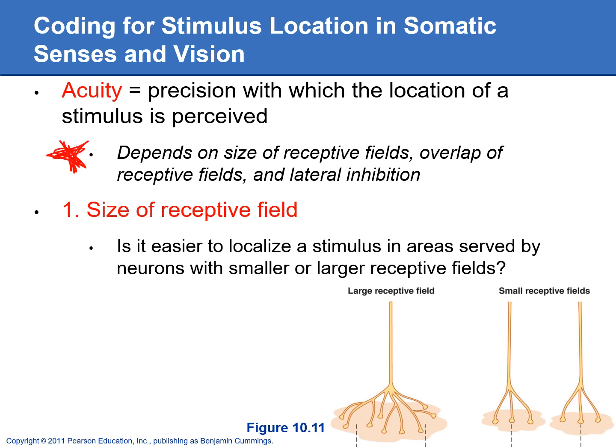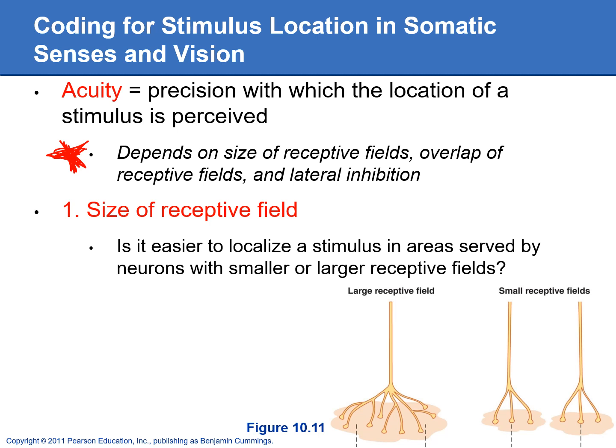So how accurate you are at locating where exactly you're being touched, or with vision, where something is located in your visual field, depends on the size of the receptive fields, the overlap of the receptive fields, and then something called lateral inhibition. So let's take a look at the size of the receptive fields first, and we'll just take a look at touch. So is it going to be easier to localize a stimulus in areas served by neurons with smaller or larger receptive fields?